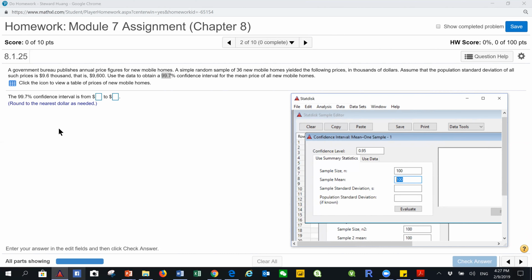Population standard deviation, confidence interval for new homes. Population 10. 36. Oh, it doesn't say sample mean. Let's read the question again. A government bureau published annual figures for new mobile homes. A simple random sample of 36 new mobile homes yields the following prices.